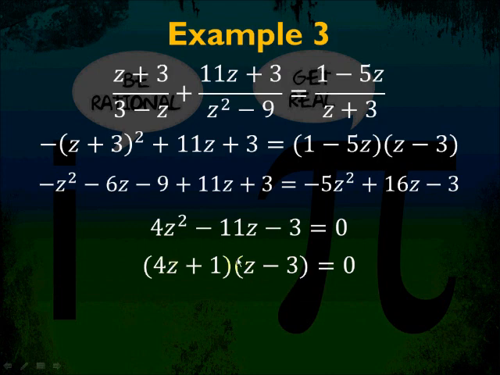I'm presuming that you all can factor this. I'm moving very quickly because I'm not going to spend time showing how to factor. If you still need help factoring, you're going to have to ask me. So this means z is either negative 1/4 or z equals 3.